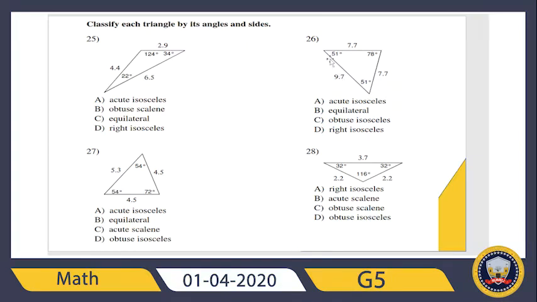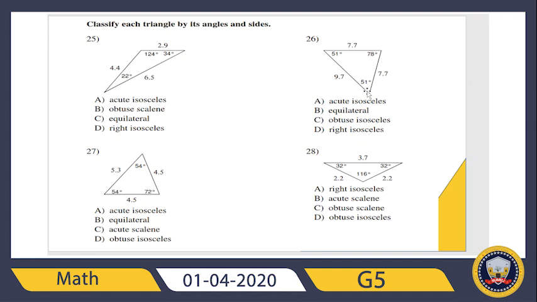Okay, we're gonna start with the side length here. First side 7.7, second side 7.7, so two sides are equal. The third is 9.7, no, 9.7 is not equal to 7.7. So I have two sides only which are equal. So this triangle I can classify based on the side length as an isosceles triangle because I have two sides which are equal to each other.